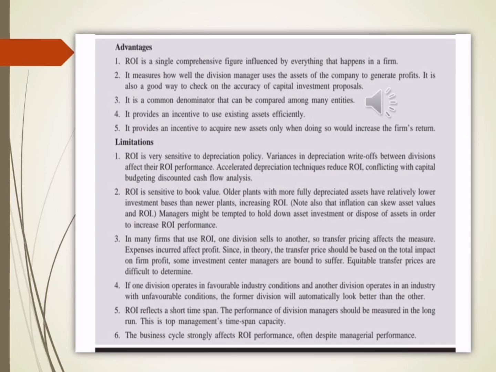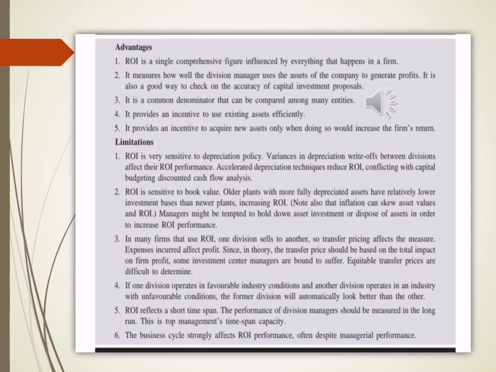Older plants with more fully depreciated assets have relatively lower investment basis than newer plants, increasing ROI. Note also that inflation can skew asset values and ROI. Managers might be tempted to hold down asset investment or dispose of assets in order to increase ROI performance.